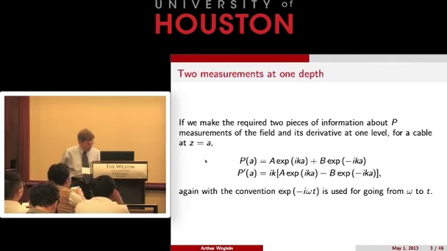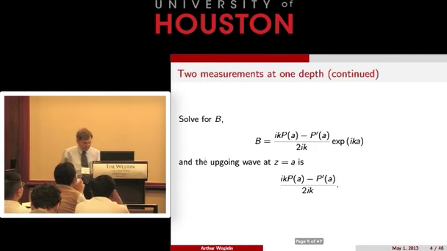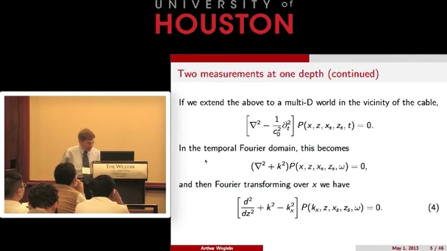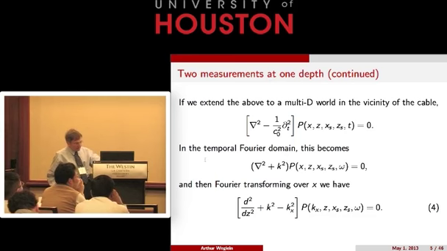And you have two measurements at one depth. You get the formula we just showed. And this is easily extendable to a homogeneous medium where you're not making this normal incidence assumption, but it's still homogeneous in the vicinity of the cable. You have that top equation, space-time, and then space-temporal frequency right below it, and then you do your typical Fourier transform over X, and you get a 1D equation.